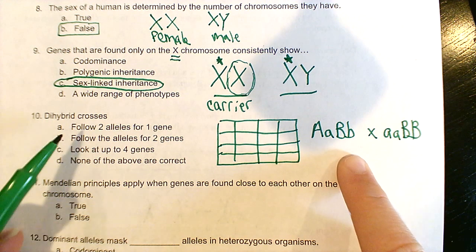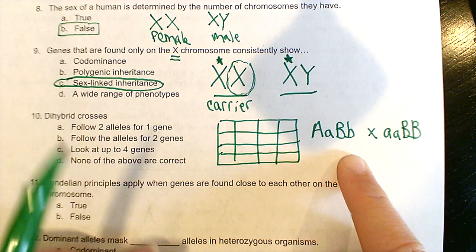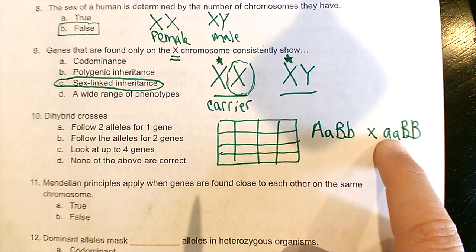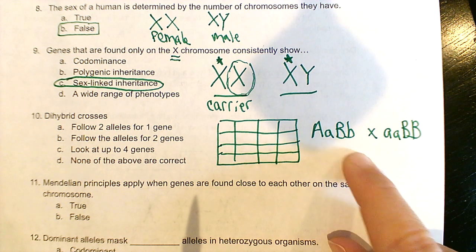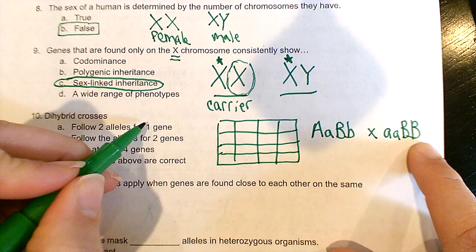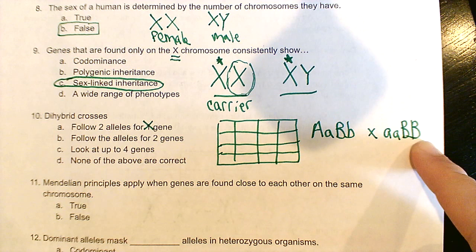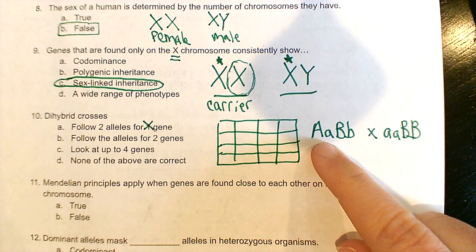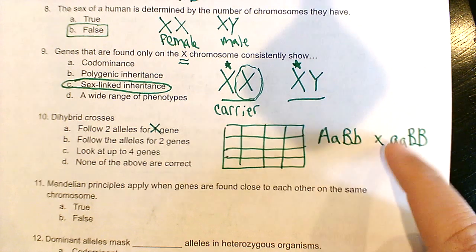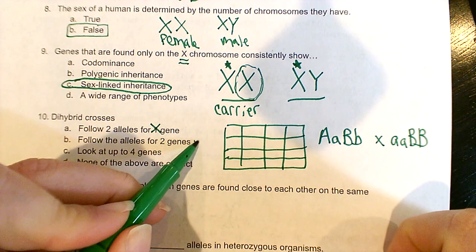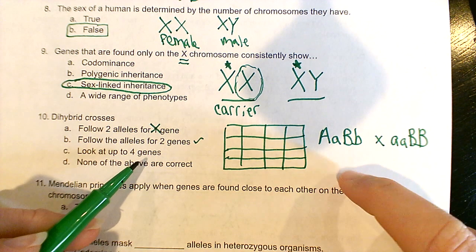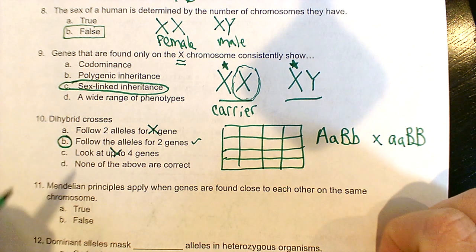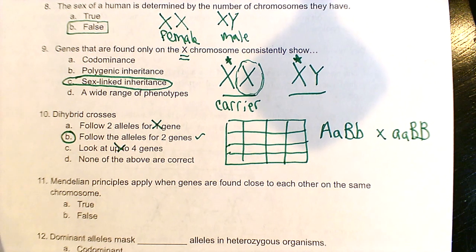Okay, so I have choice A, follow 2 alleles for 1 gene. So I have a gene that we use A's to represent, and a separate gene that we use B's to represent. So it can't be choice A because we have at least 2 genes. Follow the alleles for 2 genes. I've got the A gene and the B gene. A gene, B gene. That one looks pretty good so far. Looks at 4 genes. Nope, I just have the A gene and the B gene. That doesn't make sense. So our best choice has got to be B.